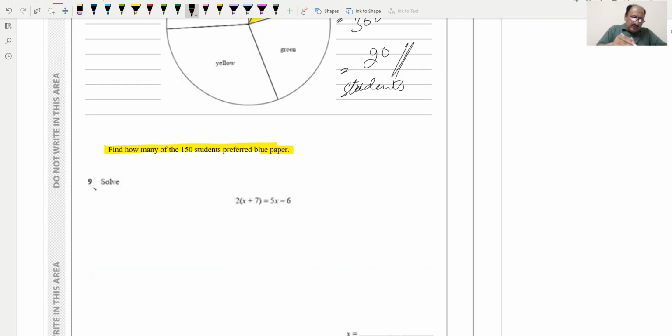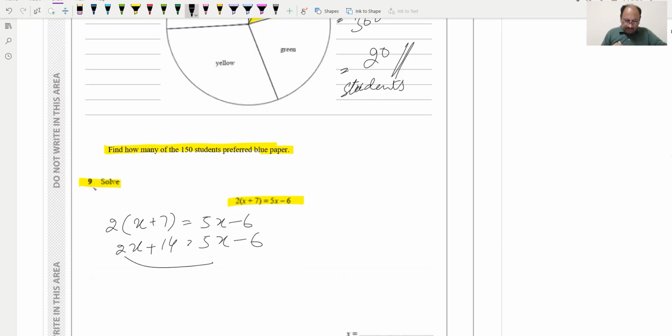Now question number 9 says solve this algebraic equation. The equation, if I rewrite it, is 2 into x plus 7 is equal to 5x minus 6. Now we can open the bracket. It will be 2x plus 14 is equal to 5x minus 6.